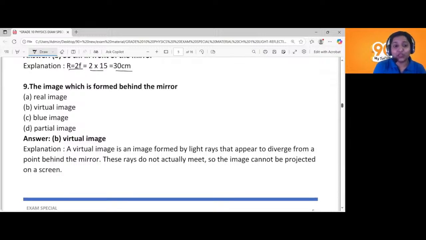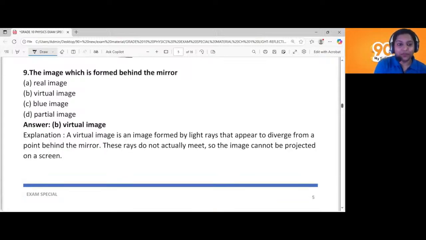The image which is formed behind the mirror is called, yes, from the definition itself, we know that it is a virtual image. It cannot be projected on a screen. Only real images can be projected on a screen. A virtual image is an image formed by light rays that appear to diverge from a point behind the mirror. So we cannot project it on a screen. It is from behind the mirror. That is a virtual image.